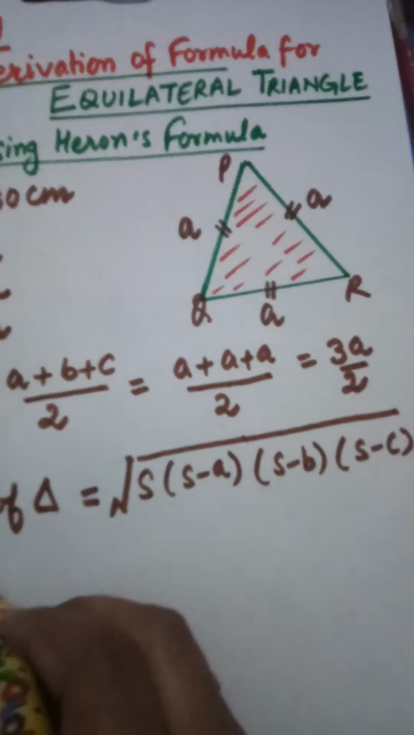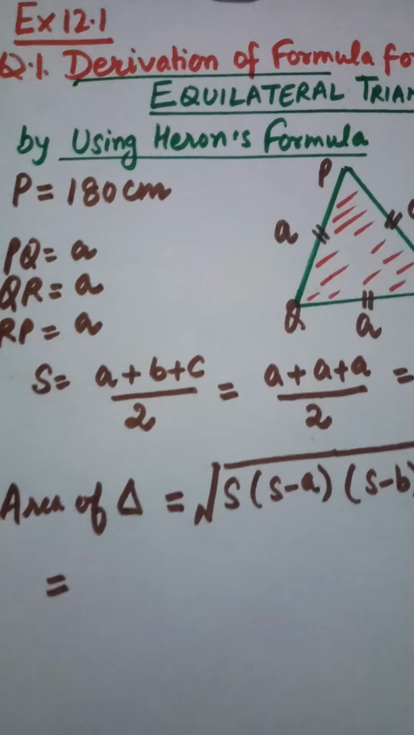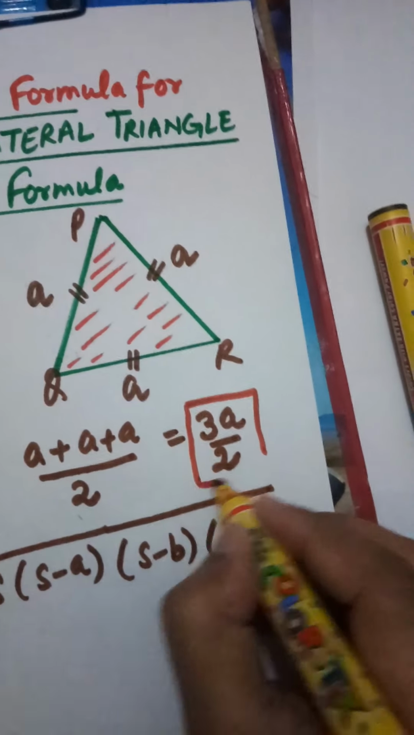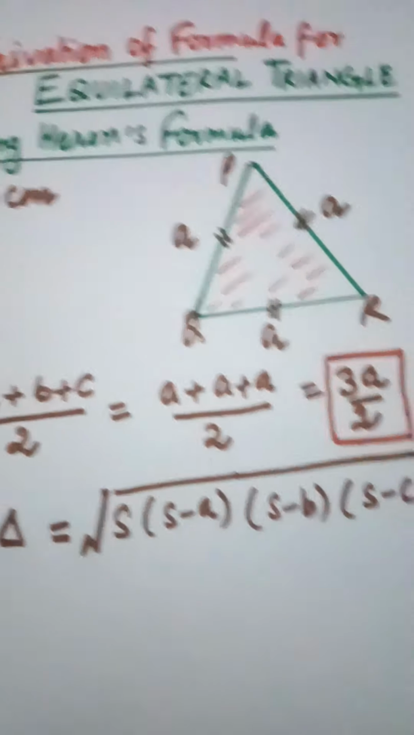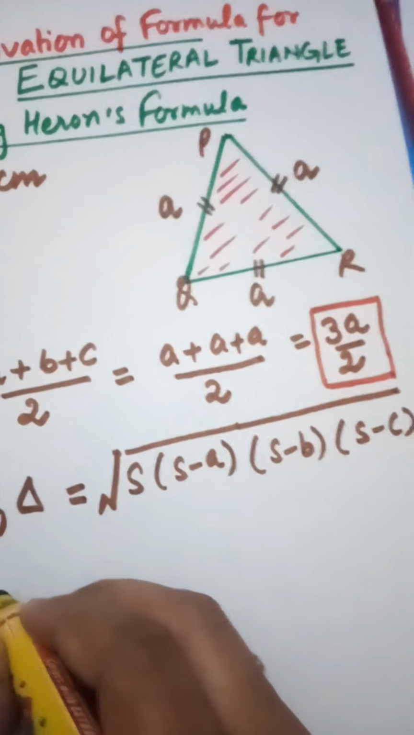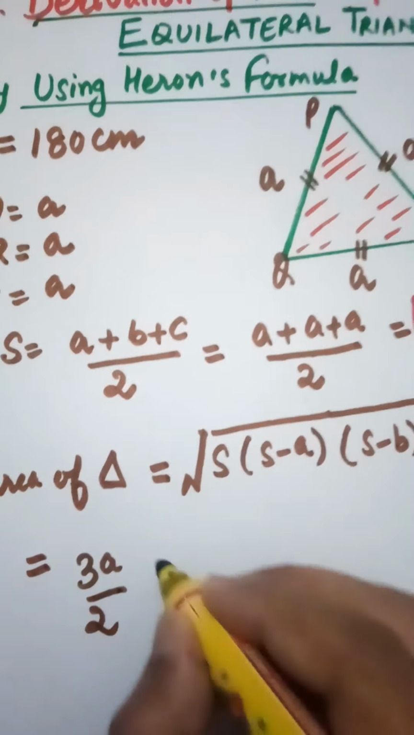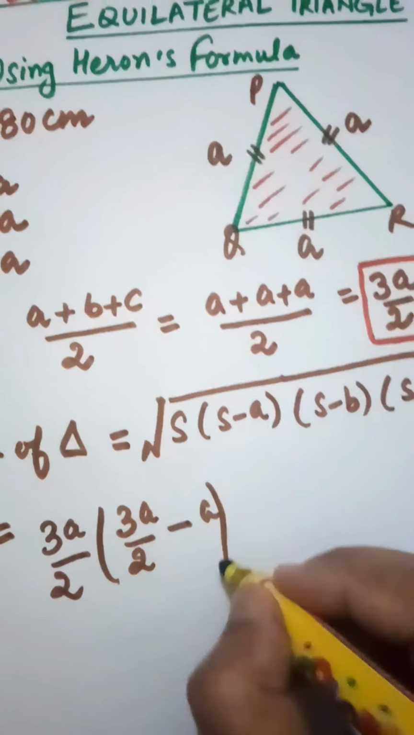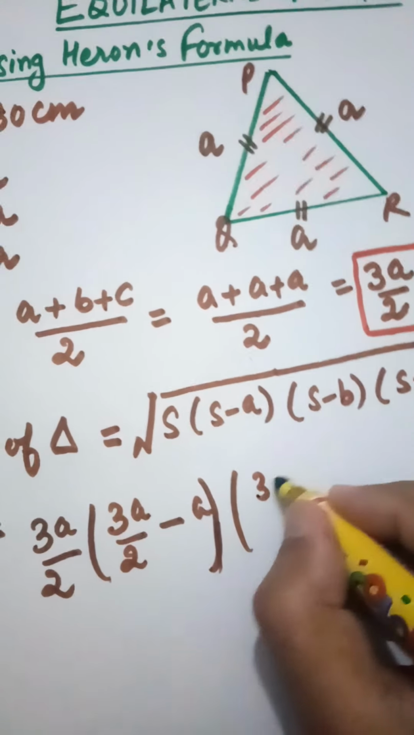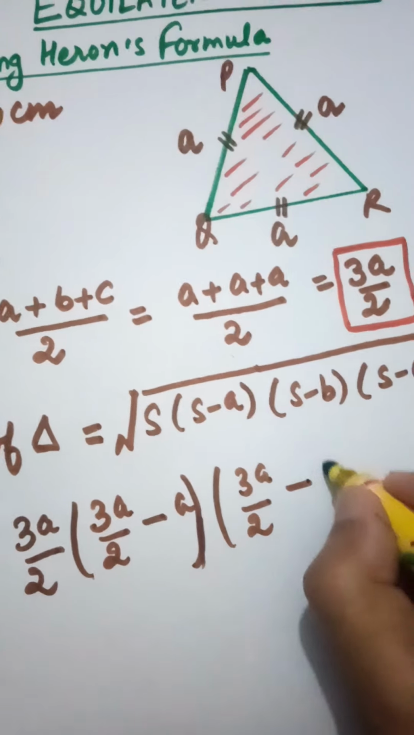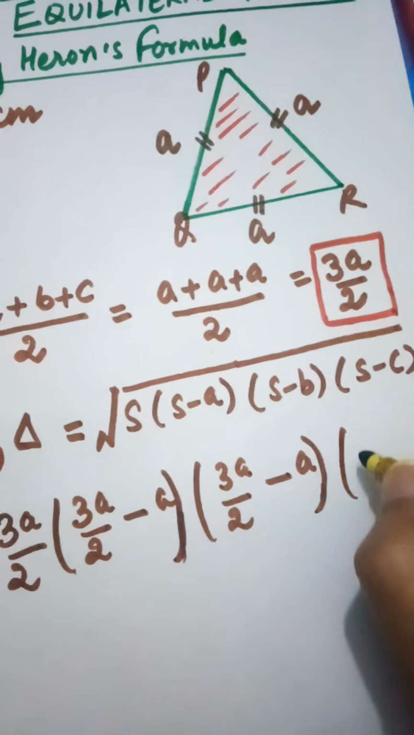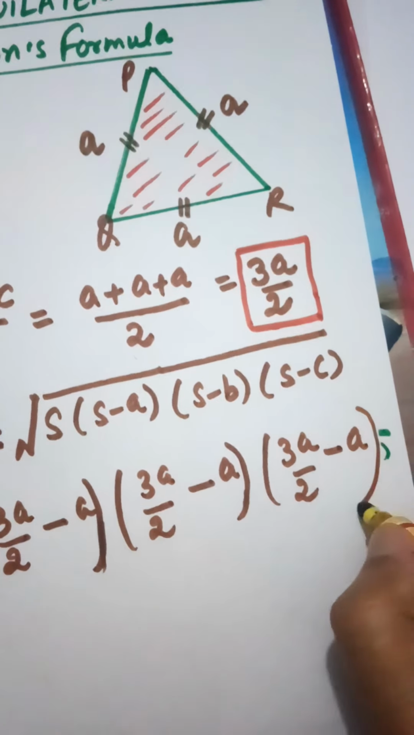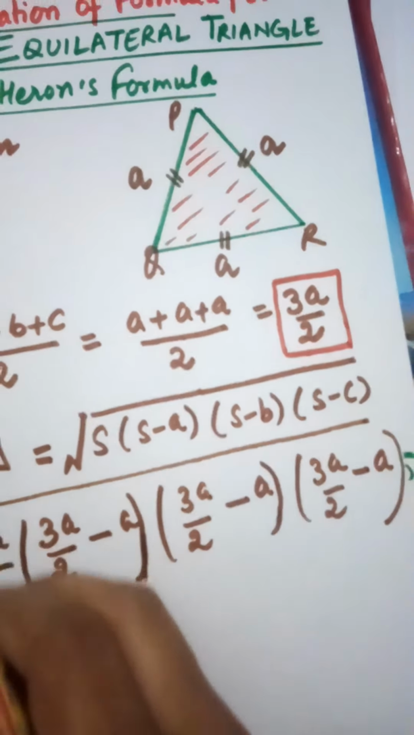Children, now I have highlighted it. What is S? S is nothing but 3A upon 2. So we are going to utilize it now. Under the root: 3A upon 2 bracket 3A upon 2 minus A, again bracket 3A upon 2 minus B, that is also A, then the third bracket 3A upon 2 minus A, as the third side is also small a.